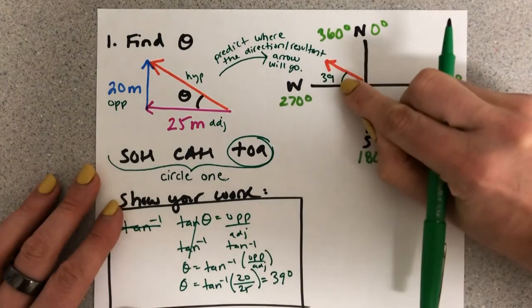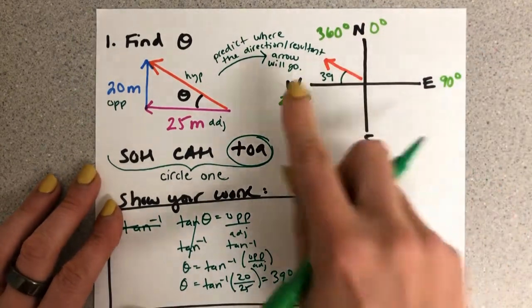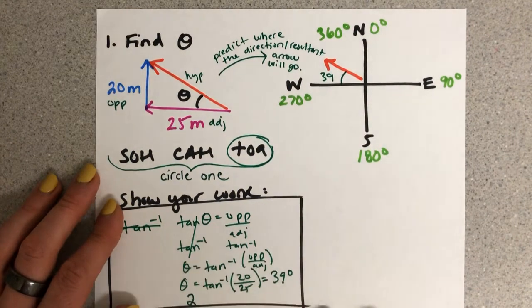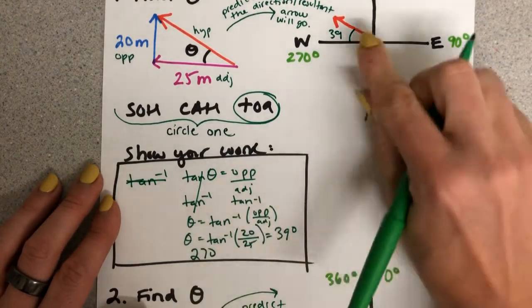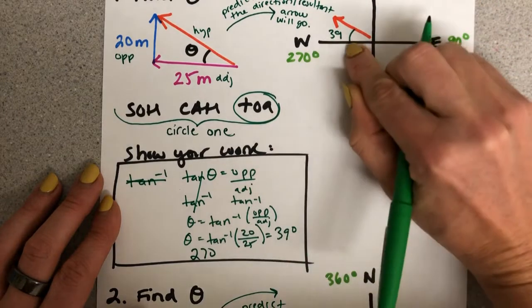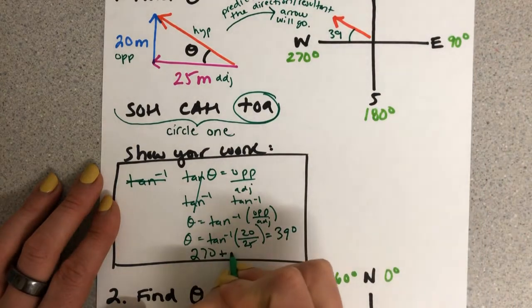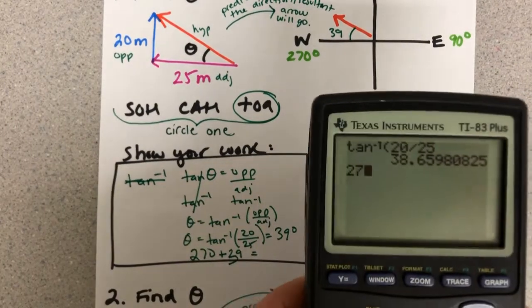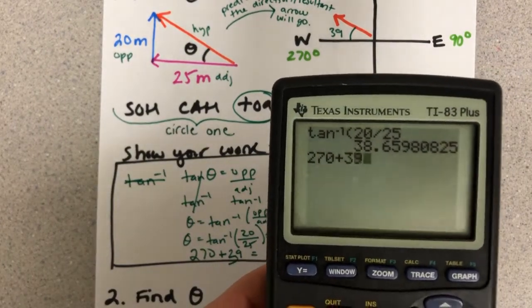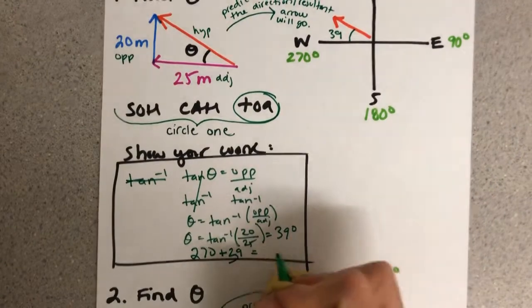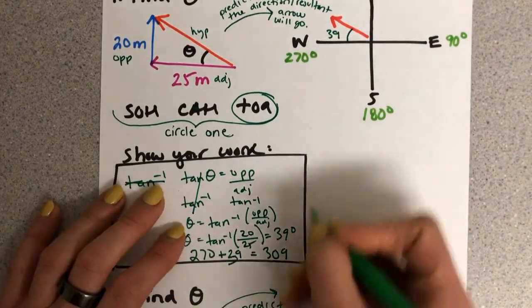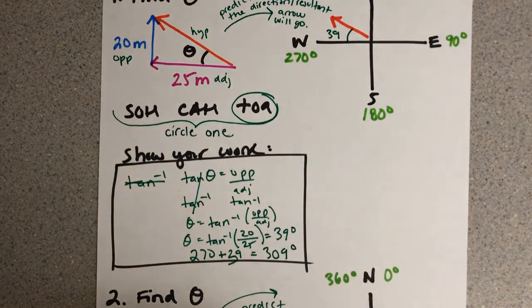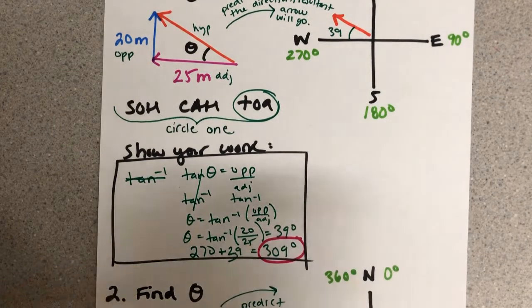So we want to know what 39 degrees north of west is. Well, west is 270. West is right here, so boop, 270. Now I need to add 39 degrees. So 270 plus 39, and I get 309. So this is the direction that this is going. The full correct answer is 309 degrees.